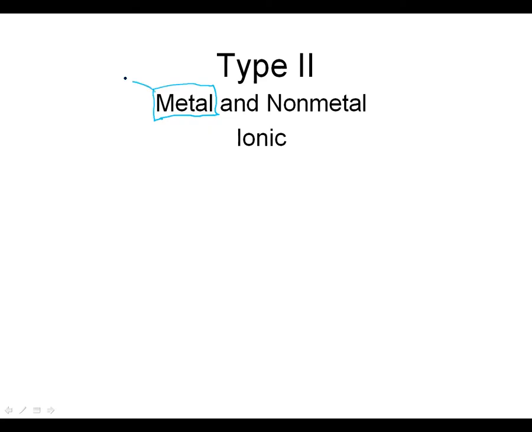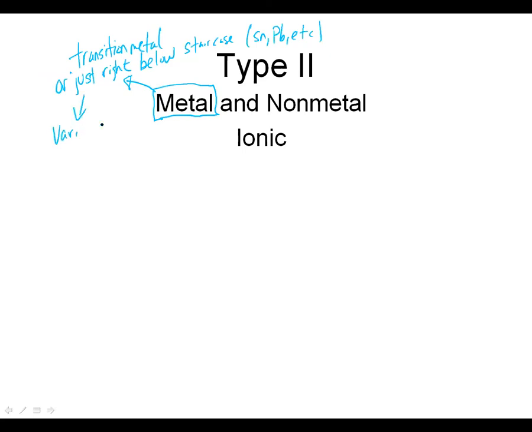And just like type 1, the metal's important. The metal's going to be a transition metal, or metals just to the right on the periodic table, below the staircase where our semi-metals are. So those are things like your tin, your lead, etc. What these guys have in common, as we talked about, is they can have a variable charge. And because they have a variable charge, you usually need to figure out what the charge is. But the good news is whatever it's bound to, you typically can figure out the charge of.